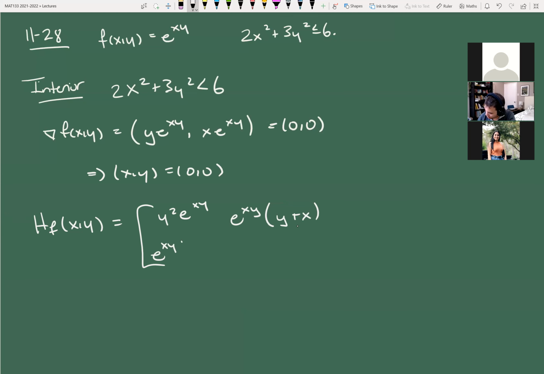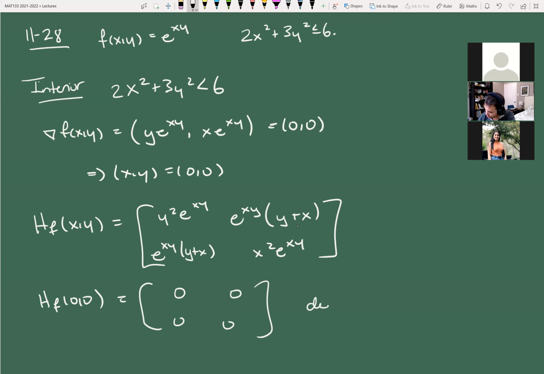This is going to be the same thing by Clairaut's theorem, and this is going to be x squared e to the xy. So if I plug in 0, 0, what do I get? So I get 0, 0, 0, 0. So this is degenerate. So the second derivative test actually can't tell you whether this is a max or min. So we're going to have to come back and figure it out after.